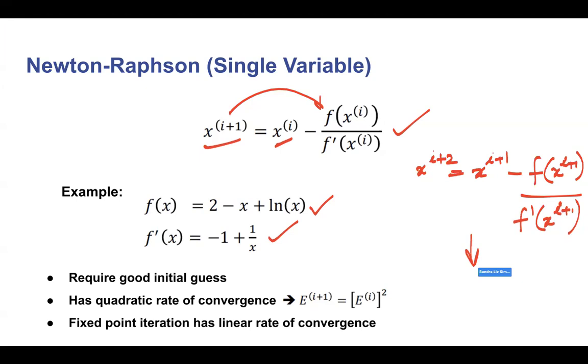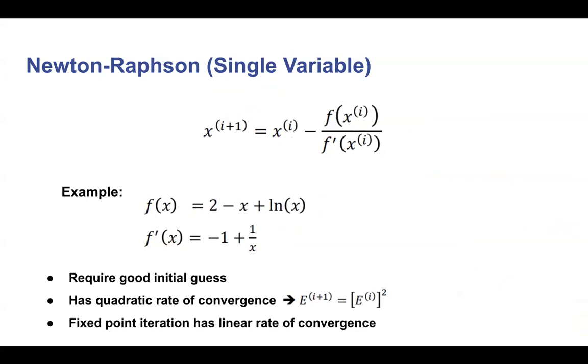I have to calculate the error. What will be the error? Error will be the absolute difference between x old and x new. This has to go below a certain threshold. That is when you say that this method has converged. So out of all the methods we have discussed so far, this method has a faster convergence.